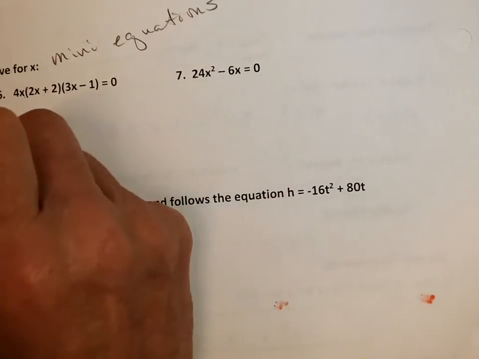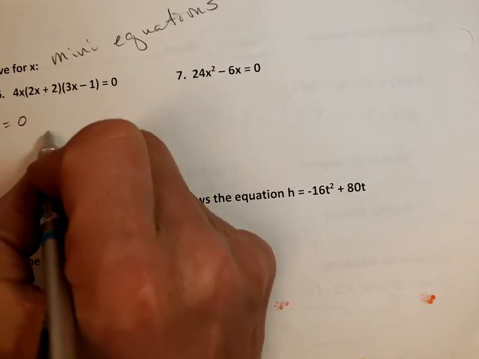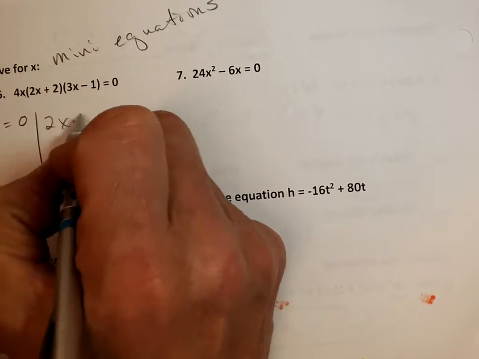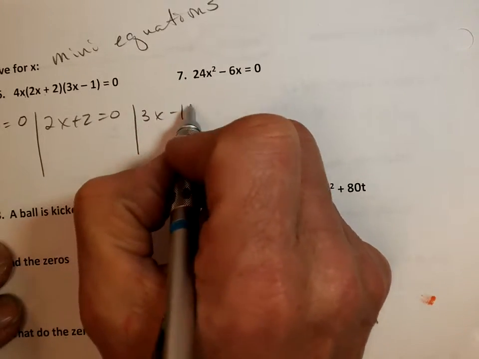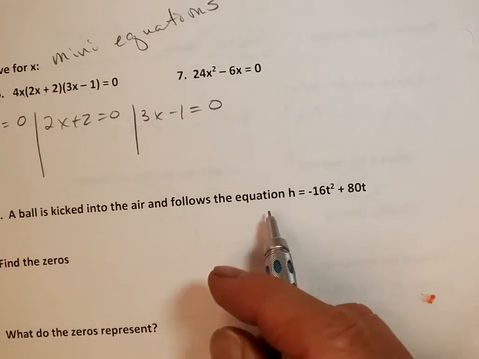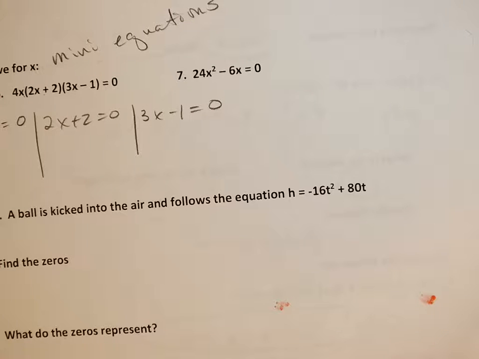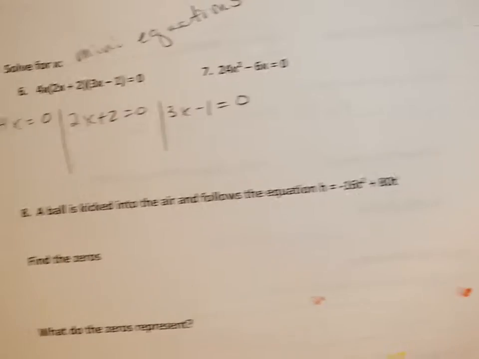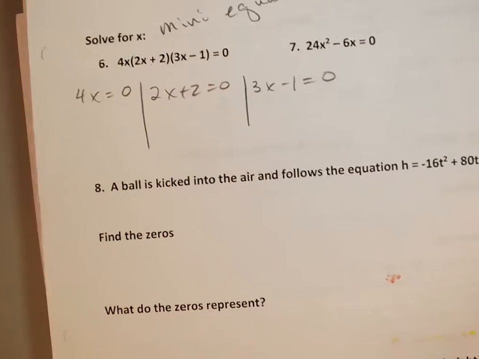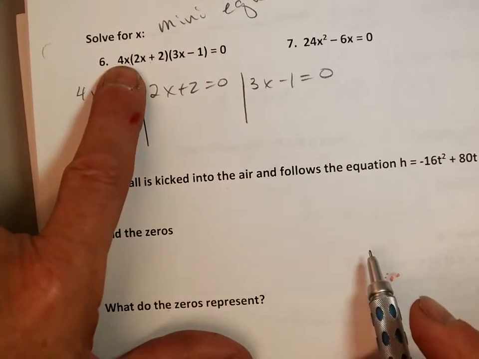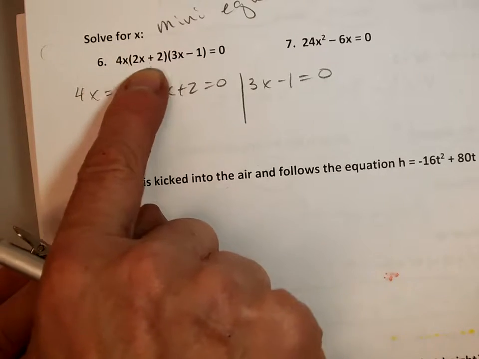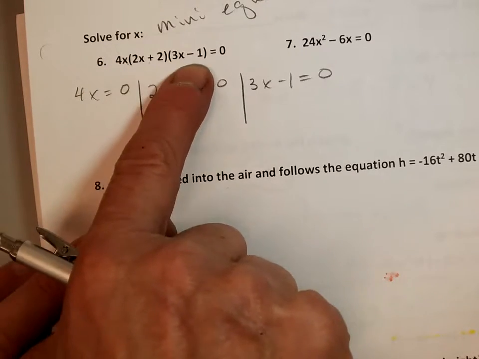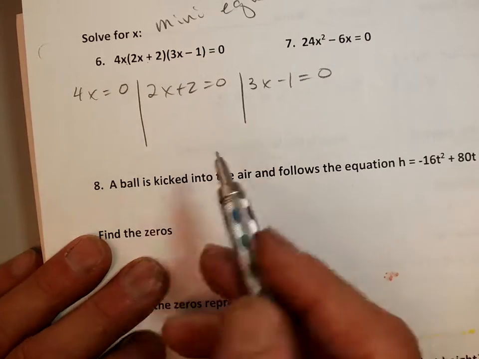So if I go for x equals 0, and 2x plus 2 equals 0, and 3x minus 1 equals 0, with my mini equations, if I solve for x on all 3 of these, I'll get 3 answers. What's the first one? There you go. Thank you, Hayden. So I've got the 4x from right there, right? So I just take this first part equals 0, 2x plus 2 equals 0, and 3x minus 1 equals 0. And then I'm just going to solve.